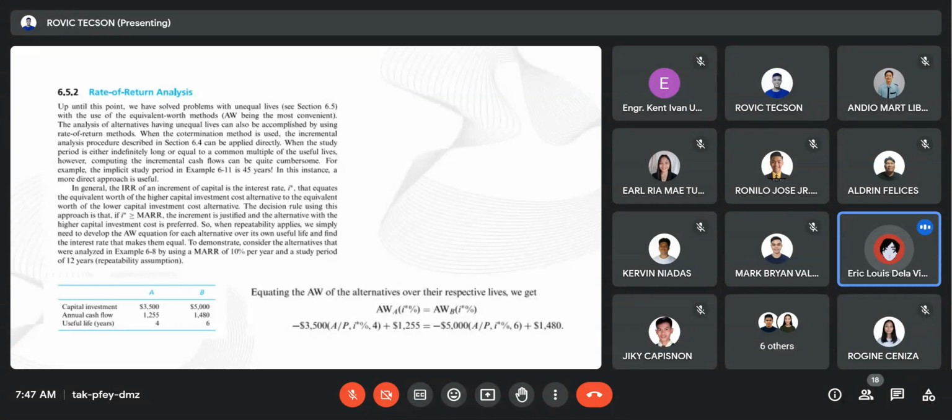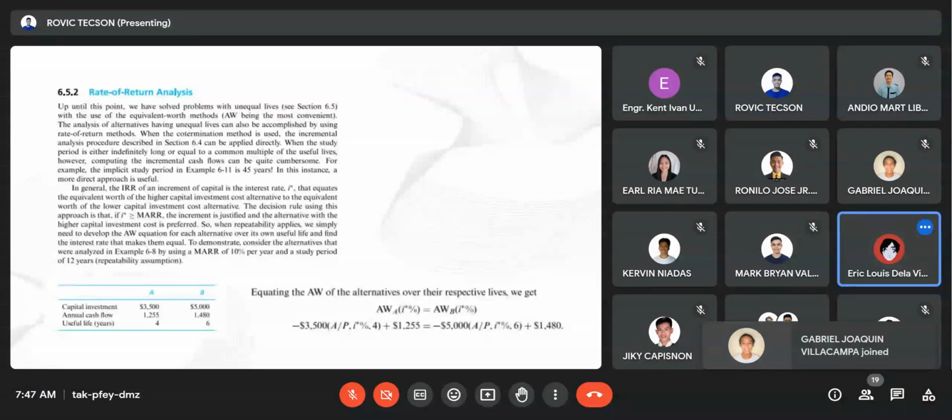So, when repeatability applies, we simply need to develop the annual worth equation for each alternative over its own useful life and find the interest rate that makes them equal. To demonstrate, consider the alternatives that were analyzed in example 6.8 by using a MARR of 10% per year and a study period of 12 years. Mani siyang given guys stated above. So, using the annual worth of the alternatives over their respective lives, we get kaninga values.